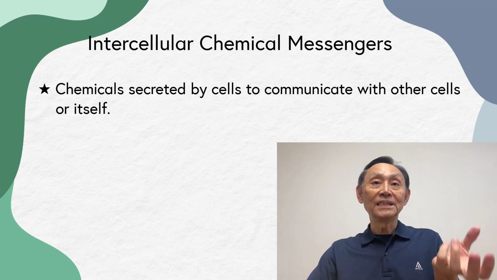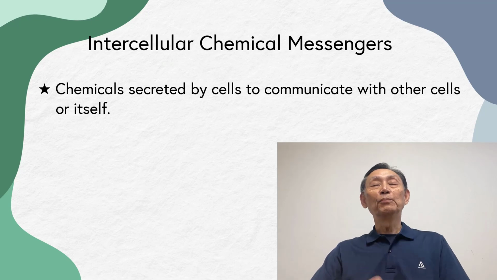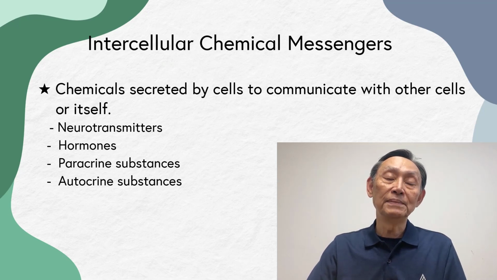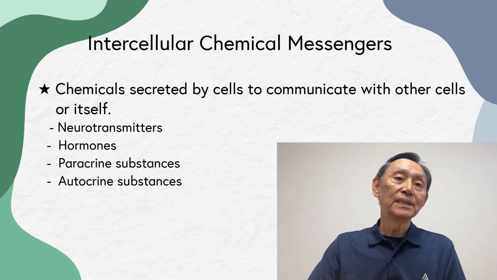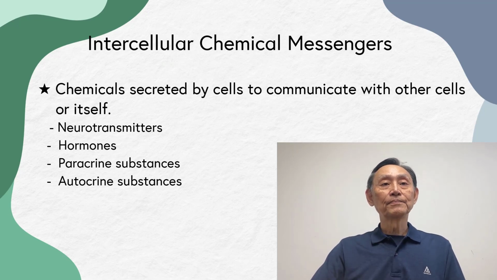These are chemicals that are secreted by cells to communicate with other cells or even with itself. We have four major classes. One is called neurotransmitters, one is called hormones, and the other two are called paracrine and autocrine substances.